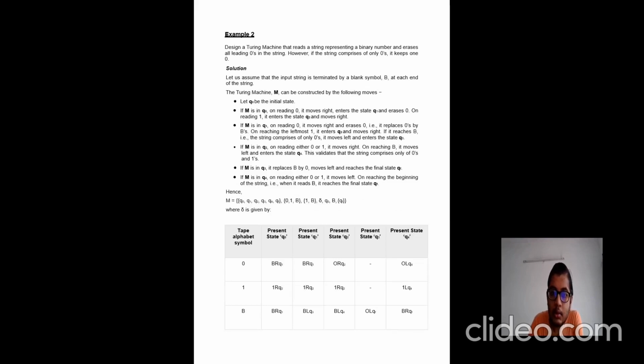Now example 2. Design a Turing machine that reads a string representing a binary number and erases all leading zeros in the string. However, if the string comprises only zeros, it keeps one 0.